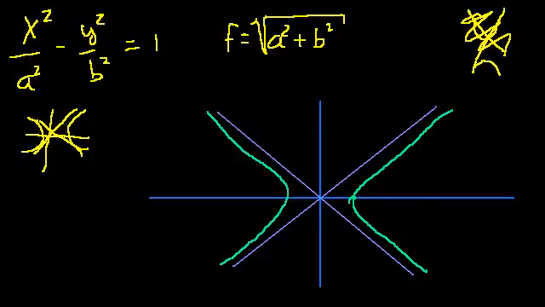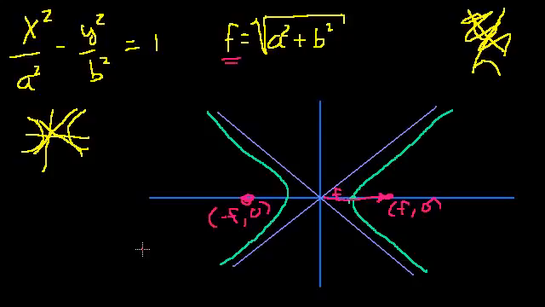And then the focus points are going to sit out here someplace, there and there. And the focal length, the square root of a squared plus b squared, is just this distance right here. That distance is the focal length. So this is going to be the point f comma 0, and this is going to be the point minus f comma 0.